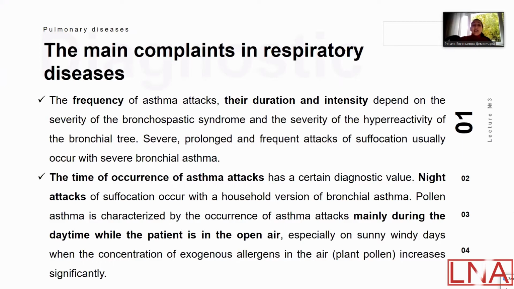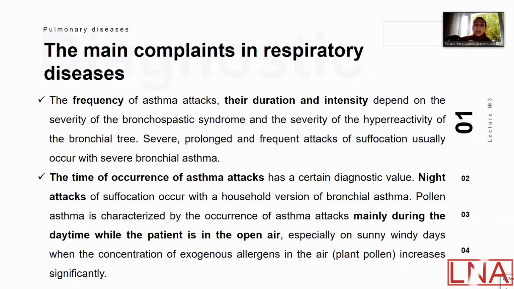Next, the frequency of asthma attacks, their duration and intensity depend on the severity of the bronchospastic or broncho-obstructive syndrome and the severity of the hyperactivity of the bronchial tree. It's clear that frequency and duration depend exactly on which kind of bronchospasm we can identify right now. Severe, prolonged and frequent attacks of suffocation usually occur with severe bronchial asthma.